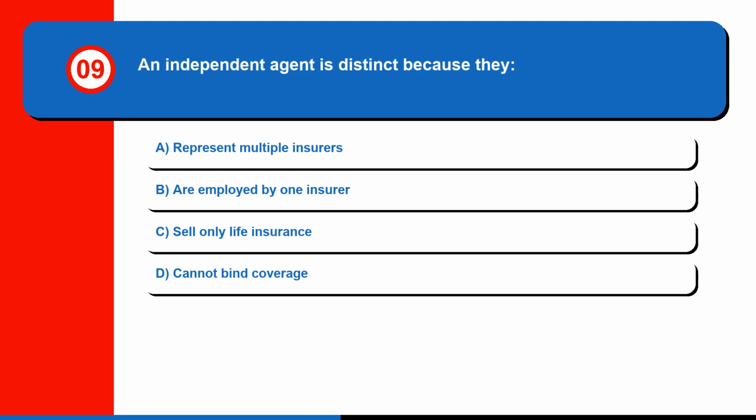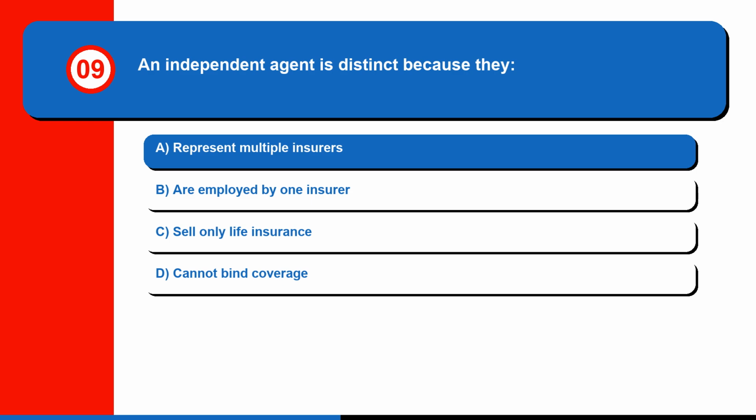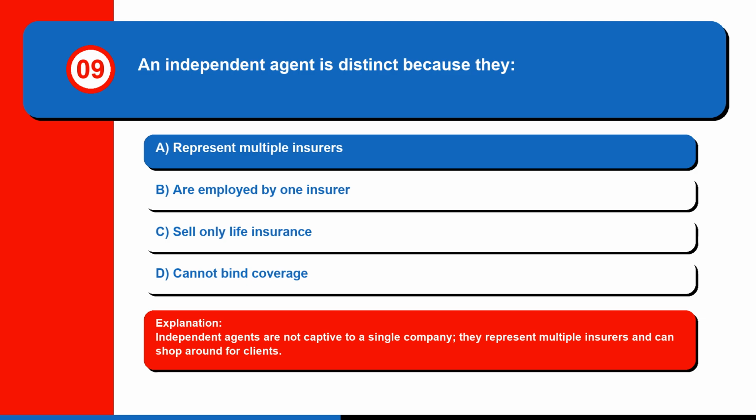Question 9. An independent agent is distinct because they A. Represent multiple insurers. B. Are employed by one insurer. C. Sell only life insurance. Or D. Cannot bind coverage. The correct answer is A. Represent multiple insurers. Independent agents are not captive to a single company. They represent multiple insurers and can shop around for clients.